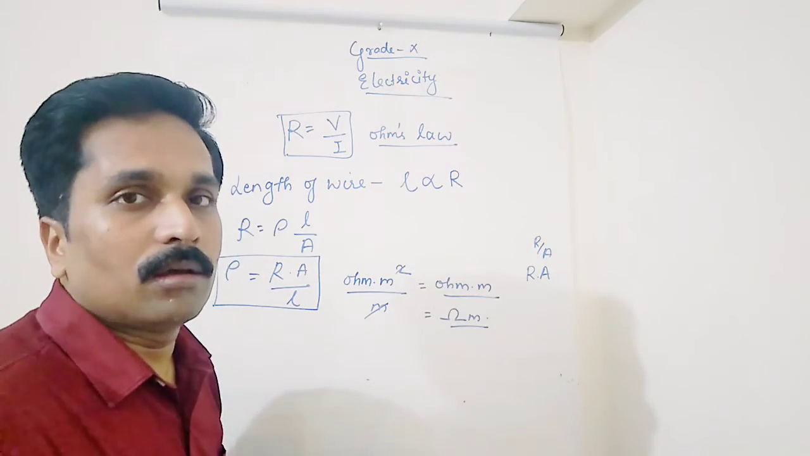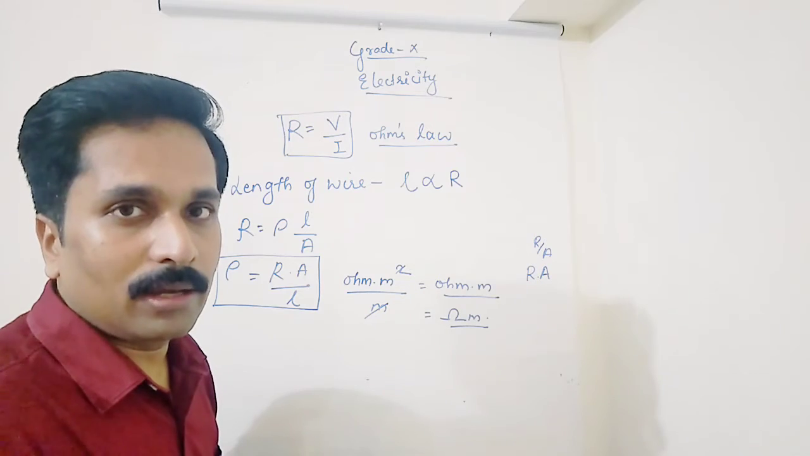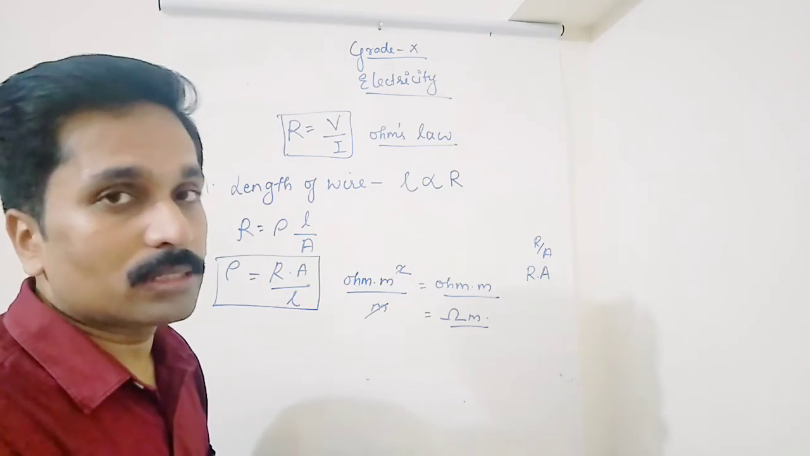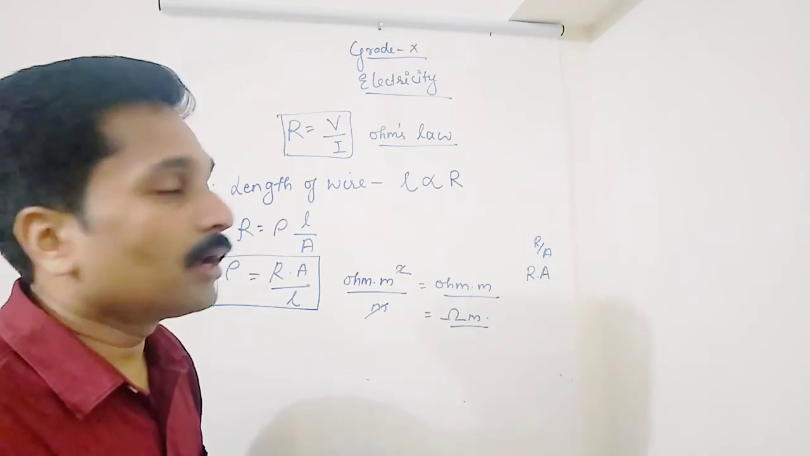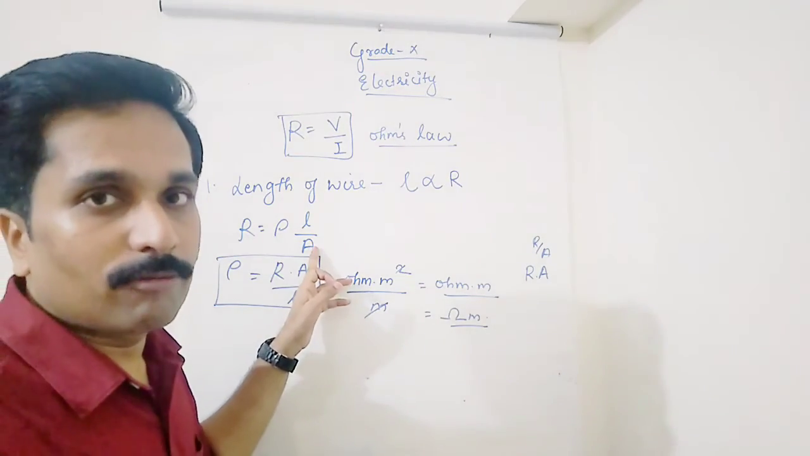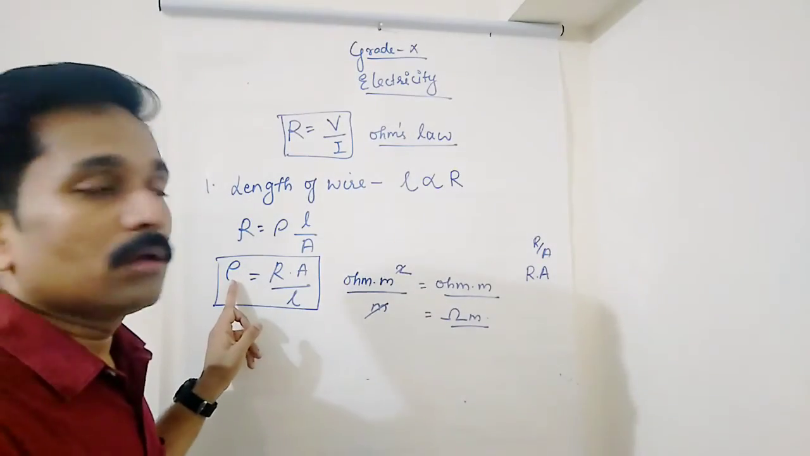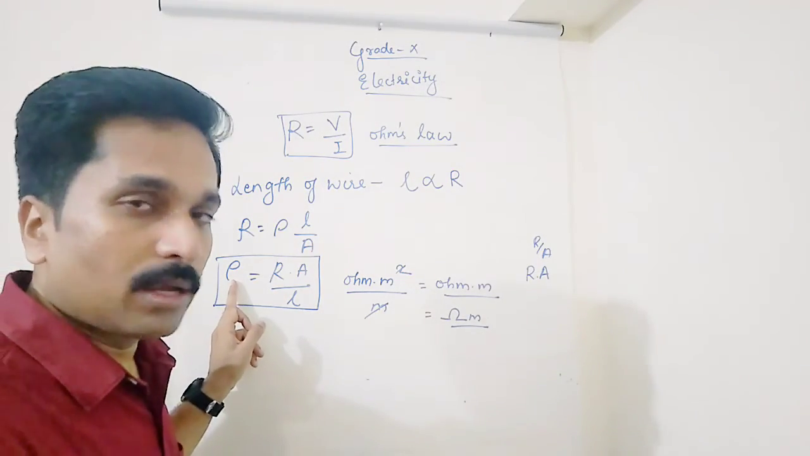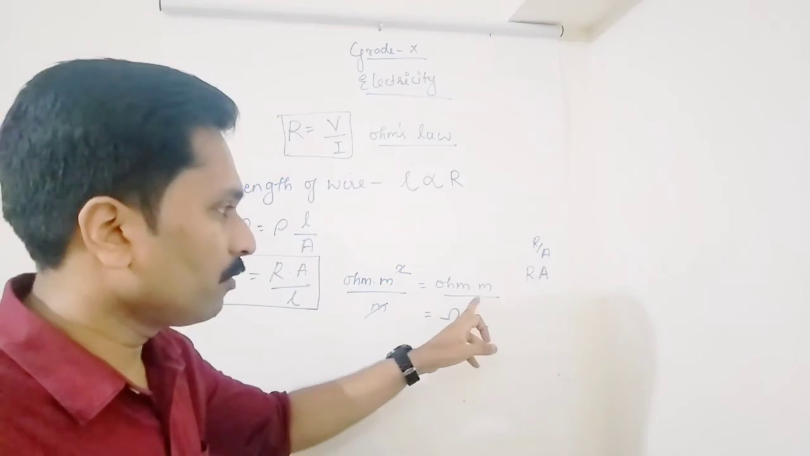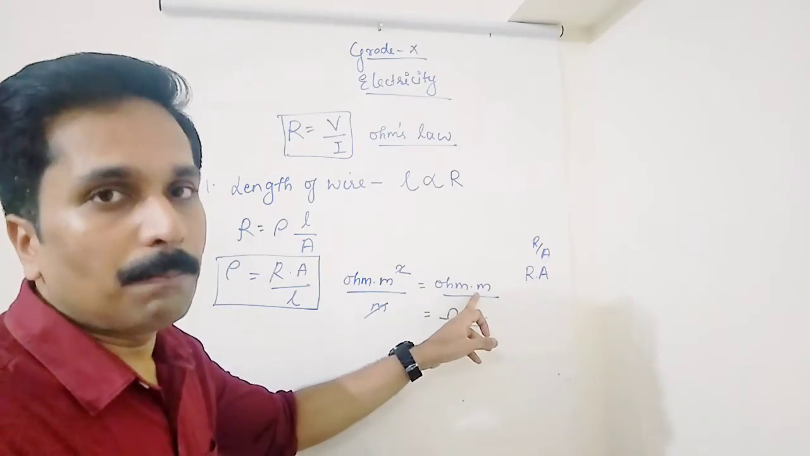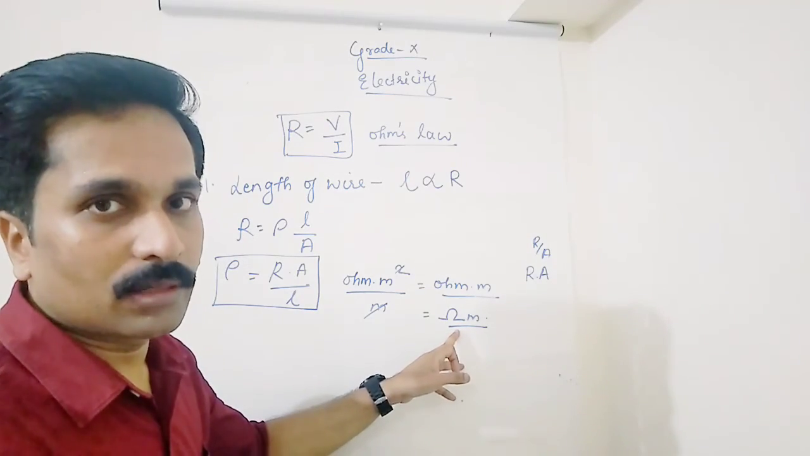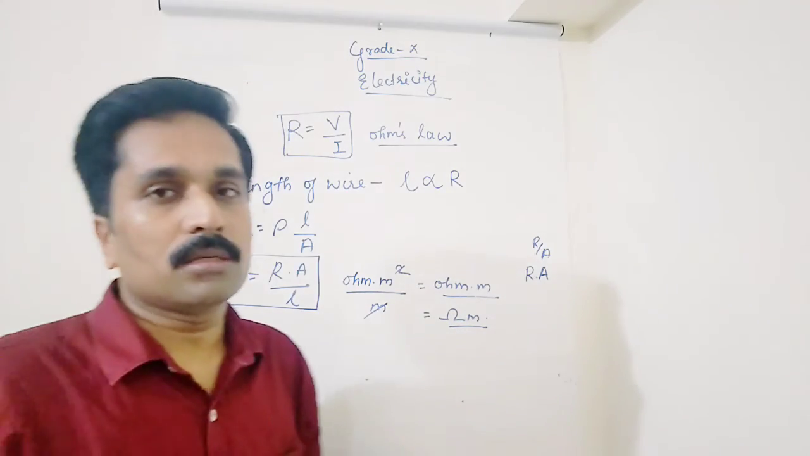R directly proportional to L by A. To remove the proportionality sign, we have put a constant known as resistivity. That is, formula is R is equal to rho into L by A. From that we got the resistivity of a conductor, rho is equal to R into A by L, and we have derived the unit of that. It is ohm meter, denoted as omega meter. So I think all this is clear for you.